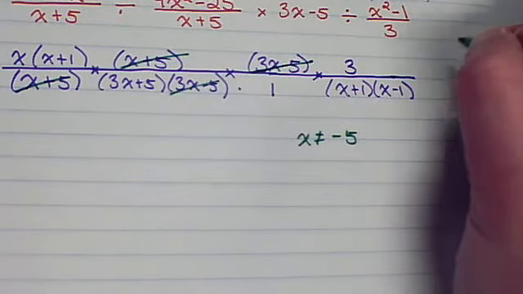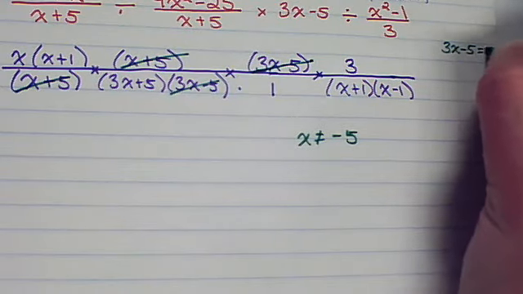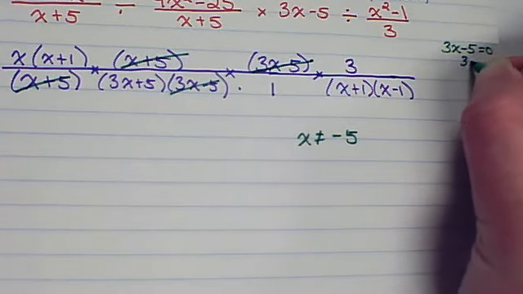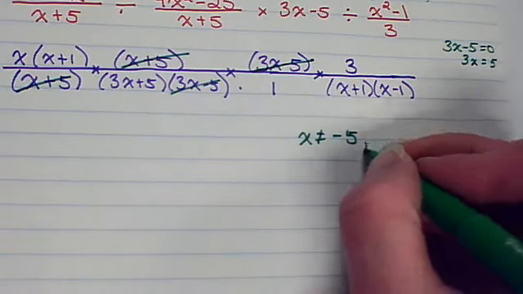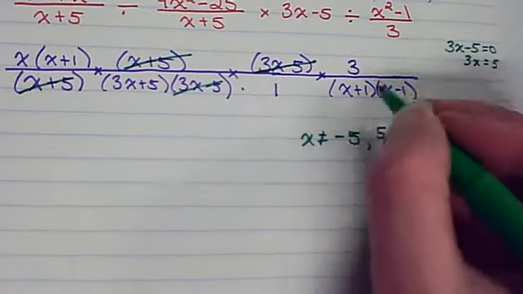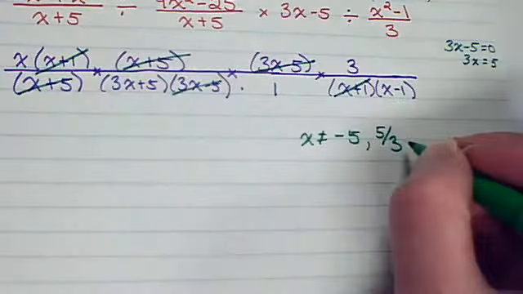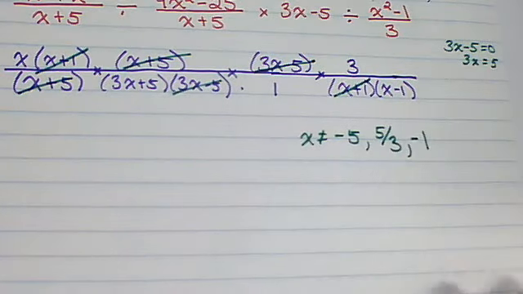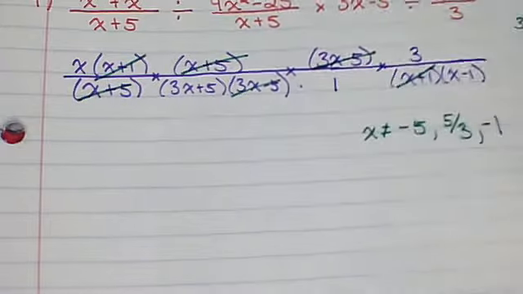Now you need to be careful there. To figure out what would make those 0, that's 3x equals 5. That's going to be 5/3. Anything else? Ooh, I see an x plus 1 and an x plus 1. So x can also not be negative 1. And right now I'd really like to see what I have left.